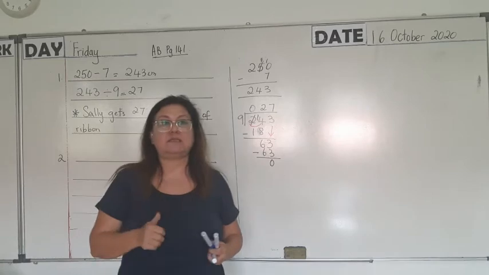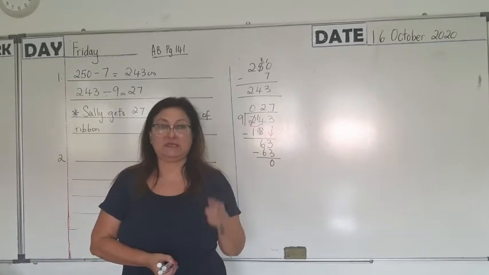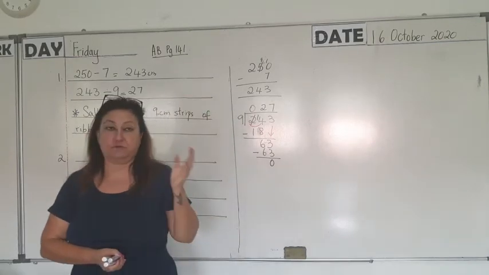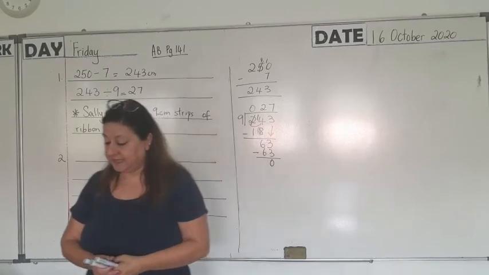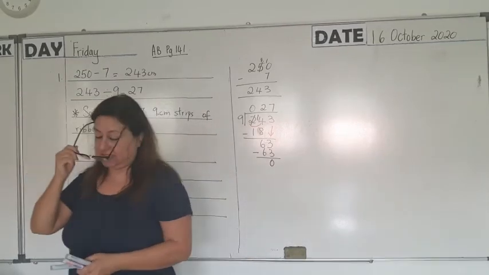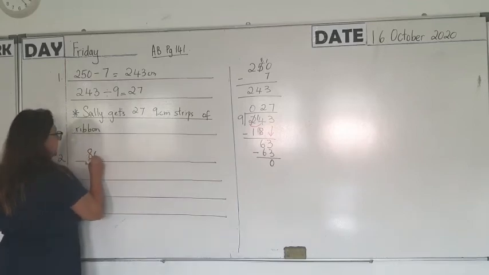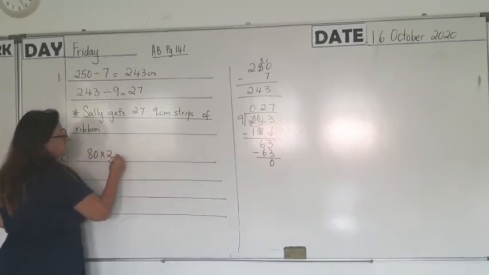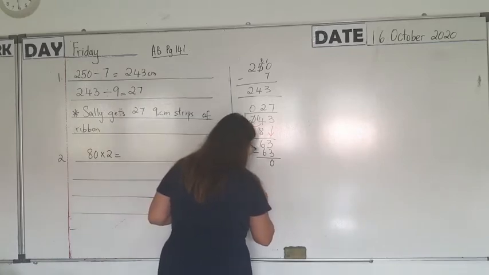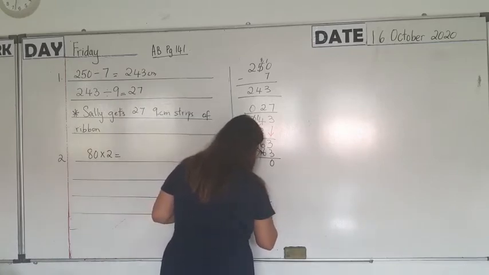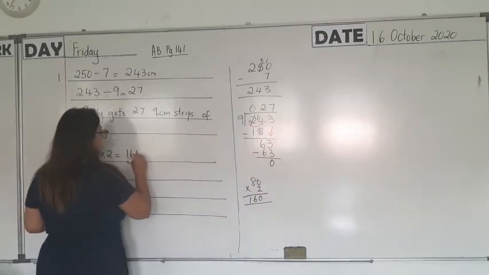So you need to understand the problem first. Mr. Scully had 2 packets of sweets. In each packet there were 80 sweets. So first you need to find out what is the total number of sweets that he had. So it will be 80 times 2. That will be the first step. Okay. So 80 times 2 is 160.